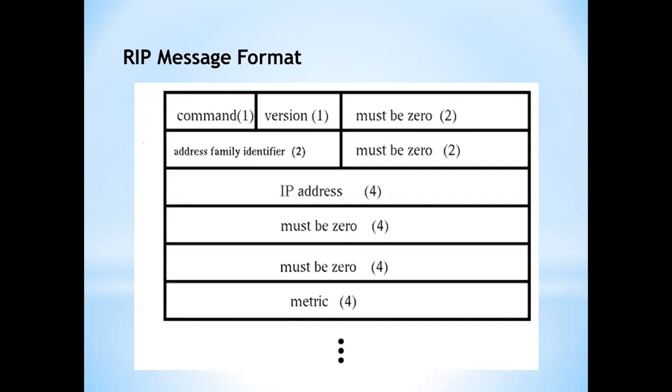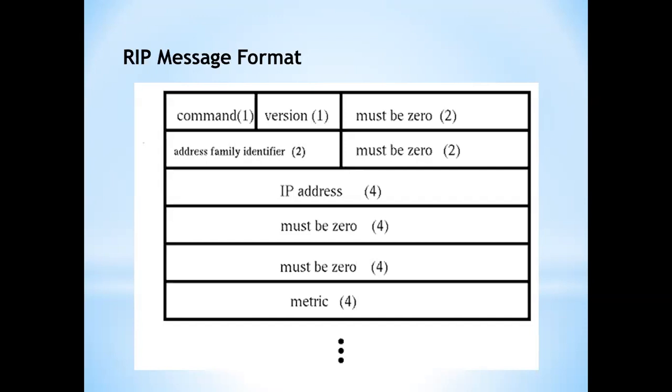RIP message format. RIP messages can be broadly classified into two types: messages that deliver routing information and messages that request routing information. Both use the same format, which consists of a fixed header followed by an optional list of network and distance pairs.